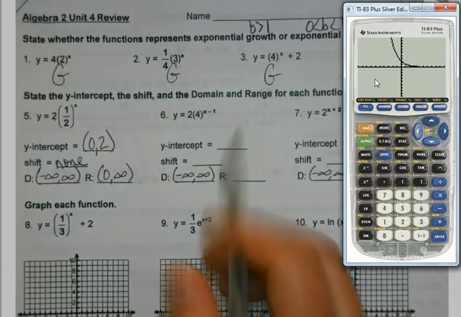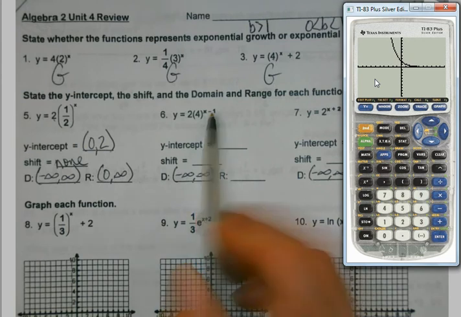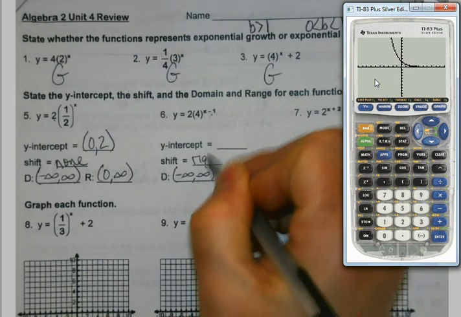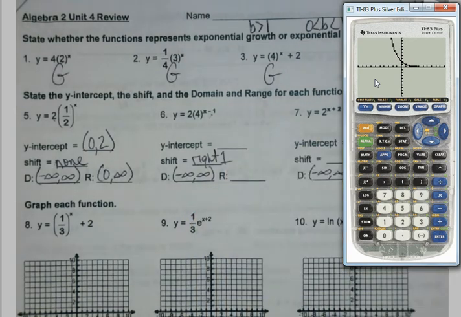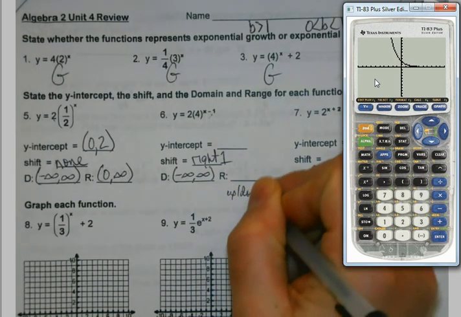But once I start getting shifts, and again, whether it's in an exponent here, those are going to be my left and right shifts. So my shift here is going to be right 1. The only time, though, it messes with my range is if I see an up or a down shift.